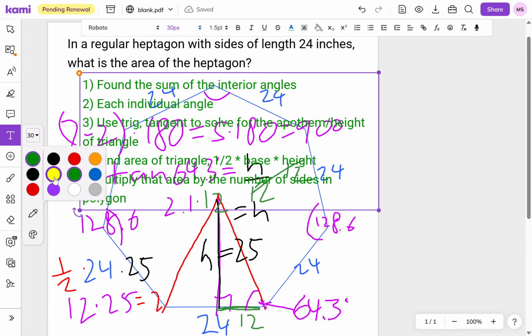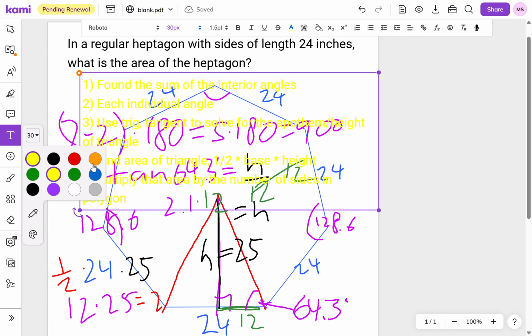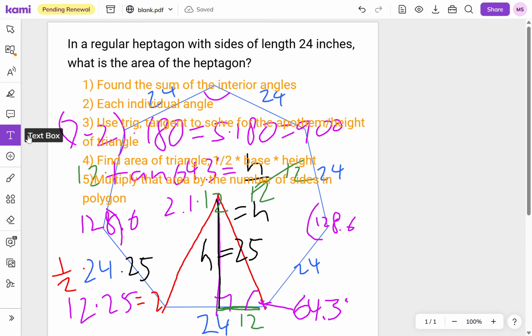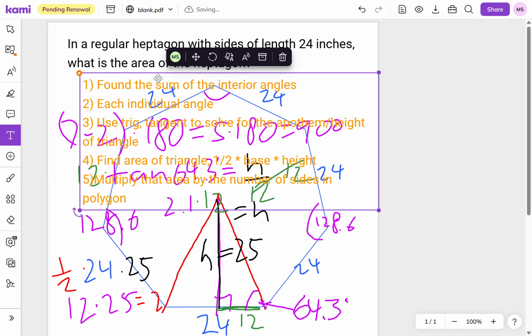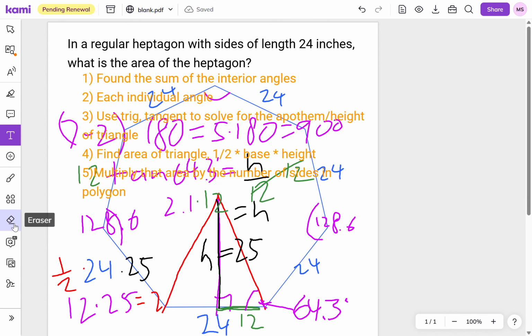Let's see if I can get this to stand out. Yeah, actually, that might be better, a little bit easier to read. Probably not ideal. But there it is, and that's your method, and that's what you need to use.